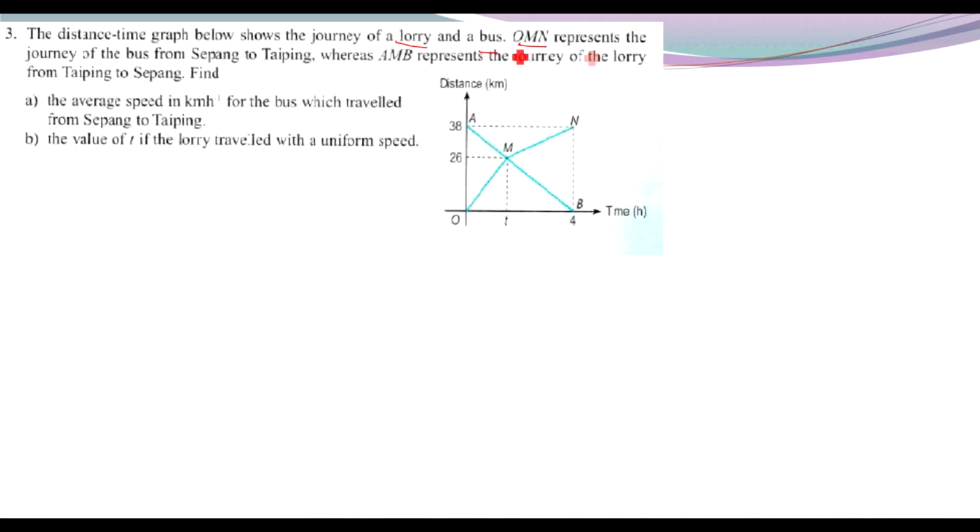OMN represents the journey of the bus from Sepang to Taiping, whereas A and B represent the journey of the lorry from Taiping to Sepang. So let's check the diagram. This is a distance time graph. You have OMN, which represents the journey of the bus, and A and B represent the journey of the lorry.